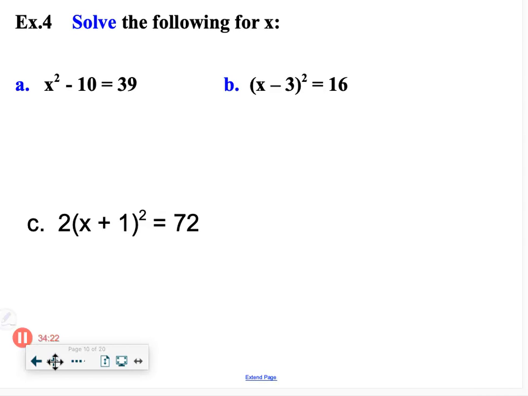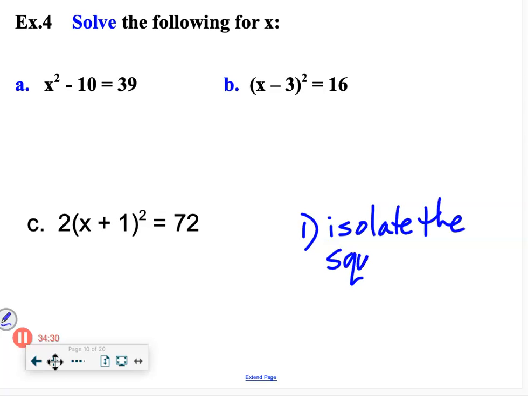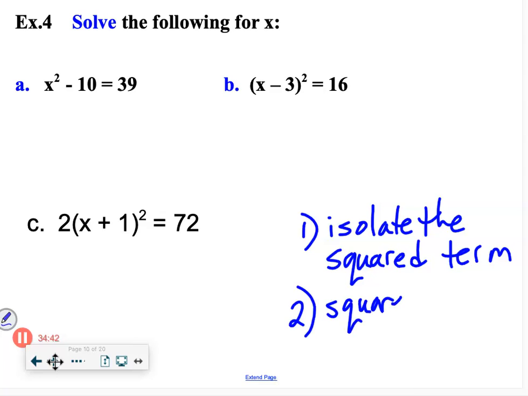And the first step, and I'm just going to write down the first step, is you're going to isolate the squared term. What does isolate mean? Get it by itself is perfect. Very nice description for isolate. All right. And then you're going to square root both sides.